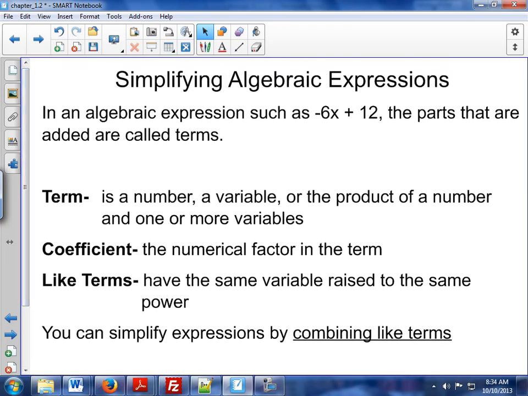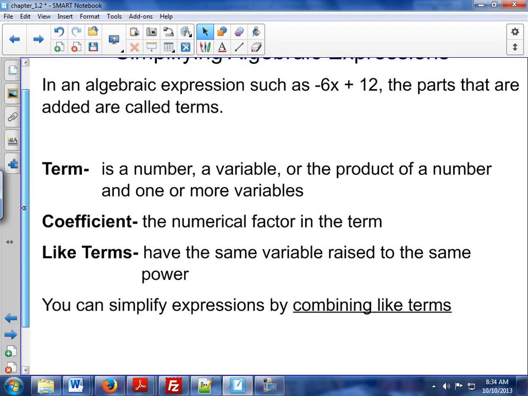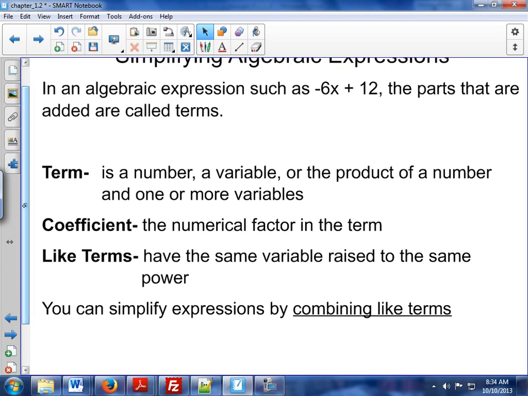Simplified algebraic expressions. In an algebraic expression such as negative 6x plus 12, the parts that are added together are called terms. Okay? Now I'm going to go ahead and give you a moment to write down these definitions, and then I'll talk about them.